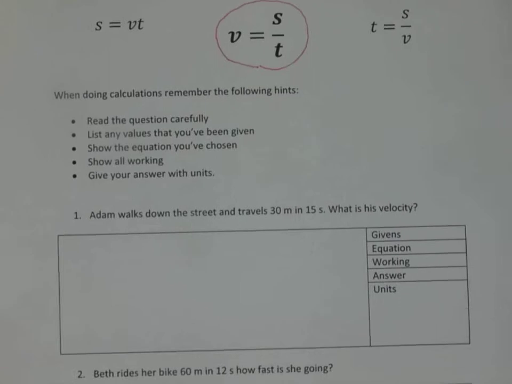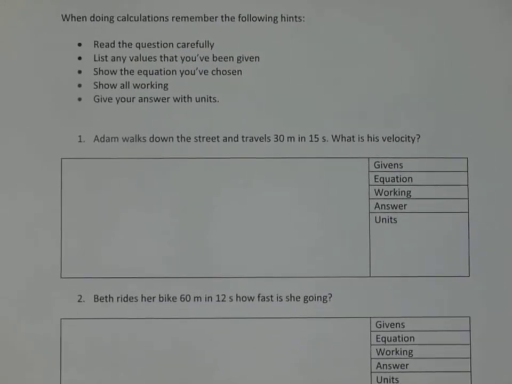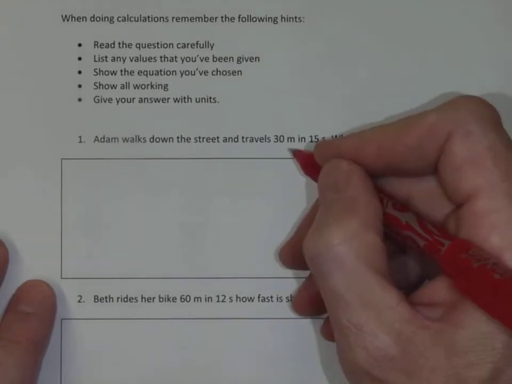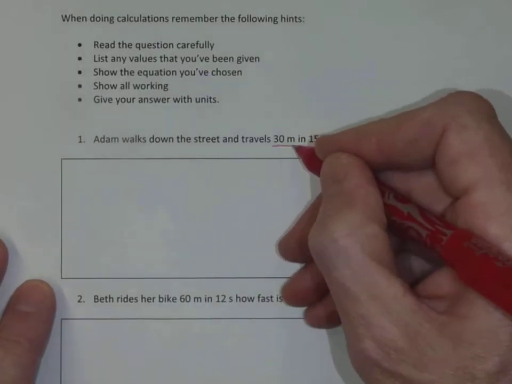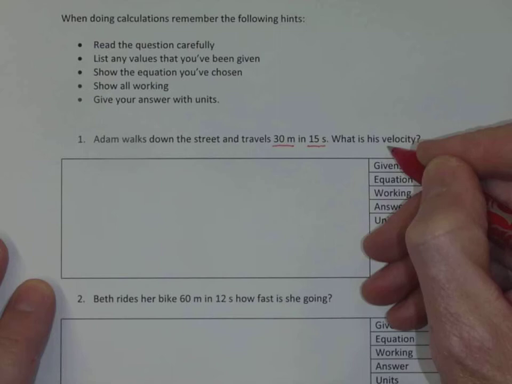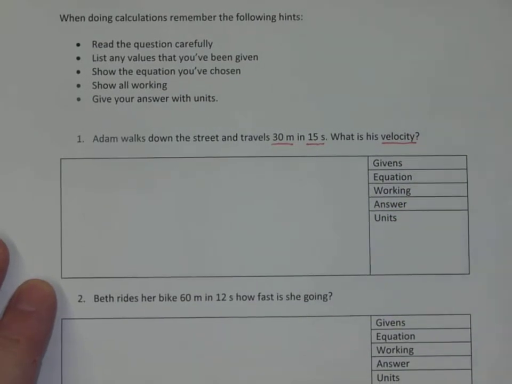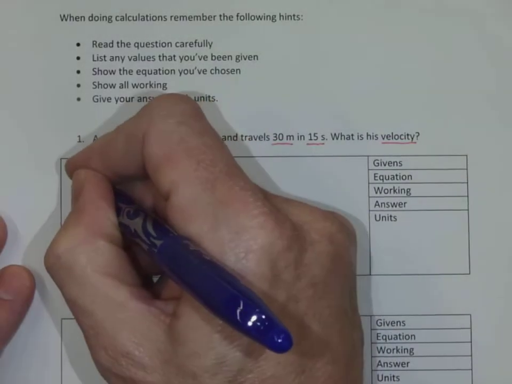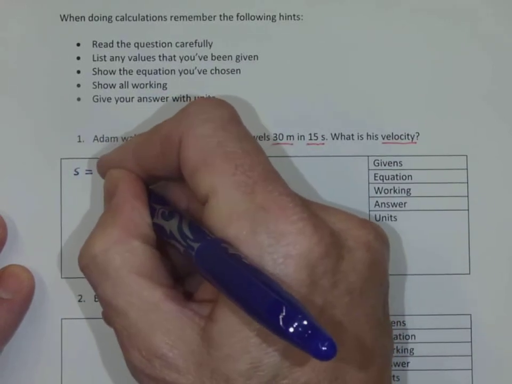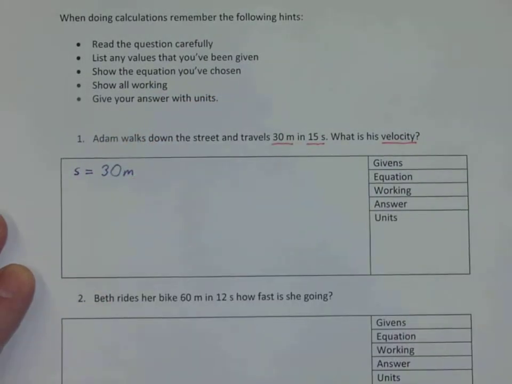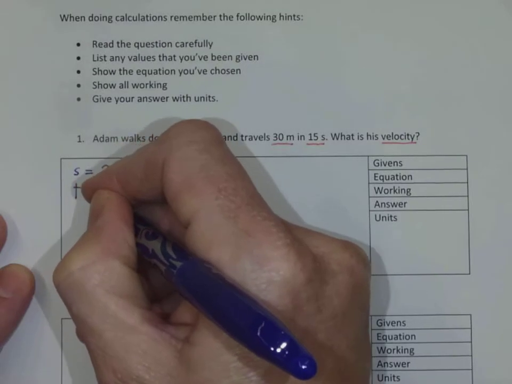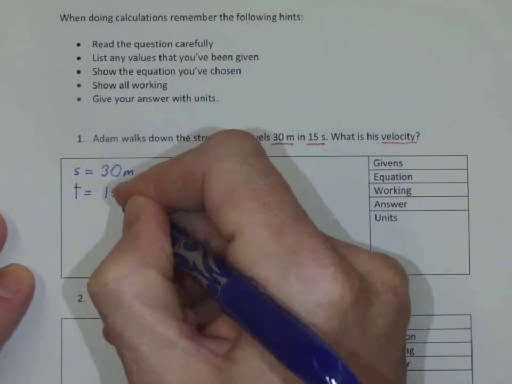Let's look at this first question. Adam walks down the street and he travels 30 meters in 15 seconds. What is his velocity? So we read the question carefully and we try and identify what's the important information for this question. And we see here that he's moving 30 meters in 15 seconds and we need to know his velocity. Velocity is a vector. We write down our givens. So first of all we start with S equals 30 meters and the time equals 15 seconds.